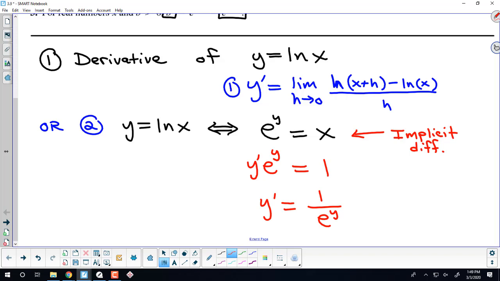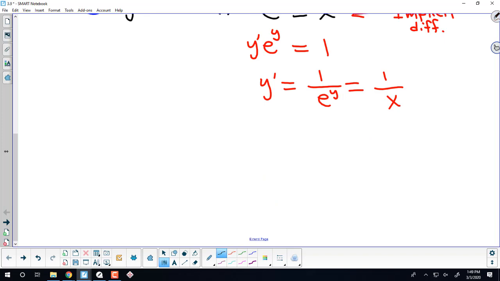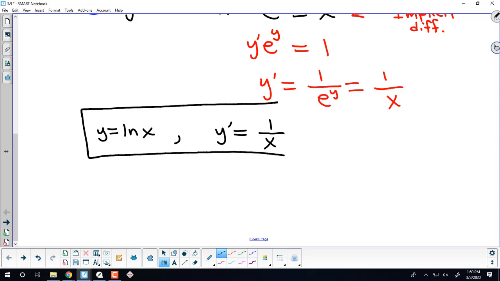We don't want to say our derivative is 1 over e to the y, because we know e to the y is x, right? That was our reformulation of the statement y equals natural log of x. So we just have y prime being 1 over x. So when we're looking at the natural log function, ln of x, its derivative is just 1 over that argument. You just take 1 over the argument, which is whatever x is.